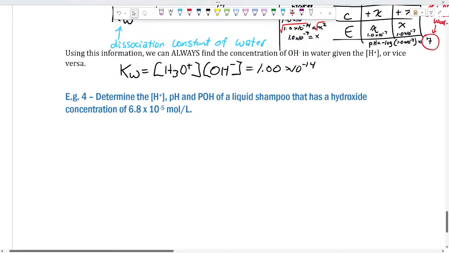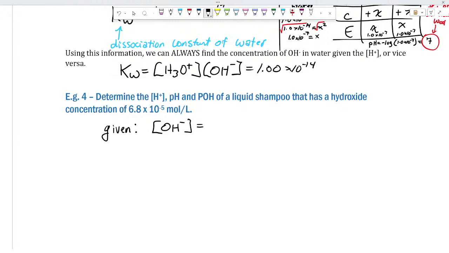So now, let's say, for example, that we're given the concentration of OH minus is equal to what in this case? 6.8 times 10 to the negative 5? Well, if we know the OH concentration, then we can figure out the H3O plus concentration. These things always live in a balance. If you make something more acidic, if you put more H3O plus into the solution, what has to go down for this still to be true?